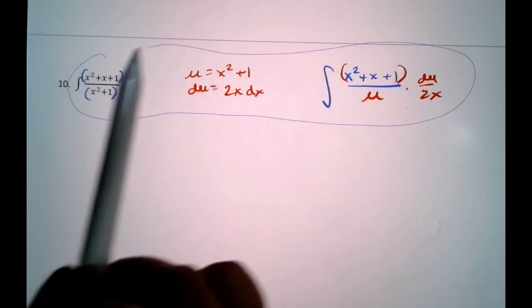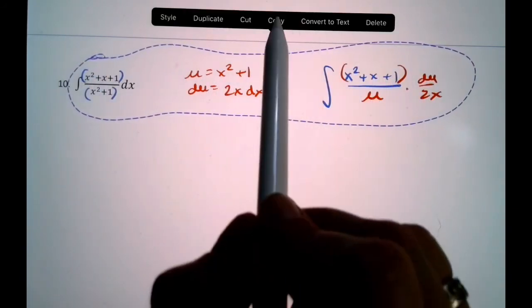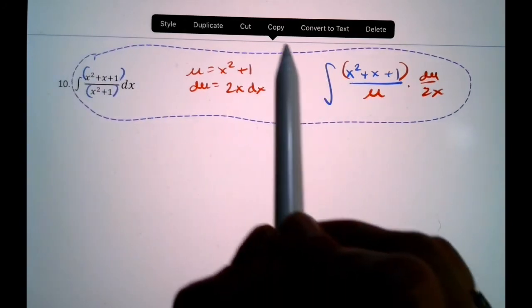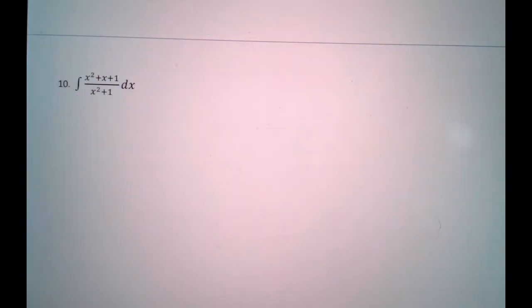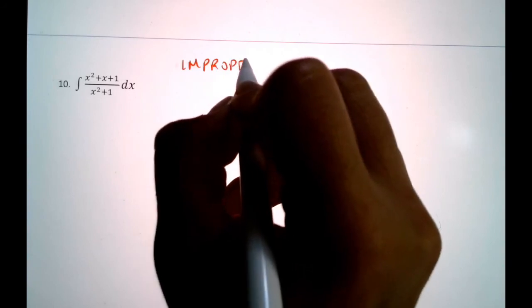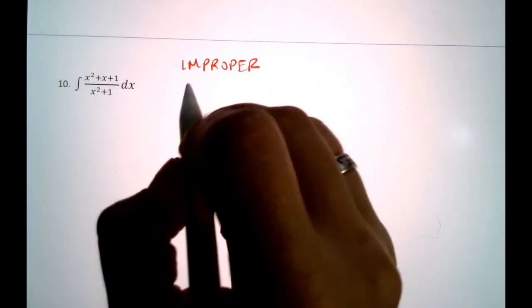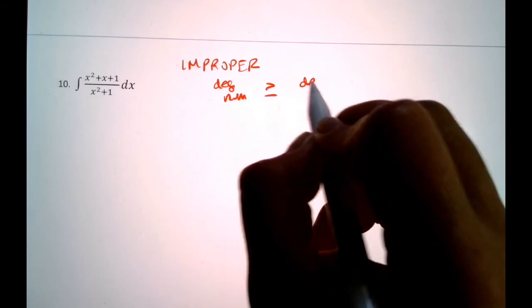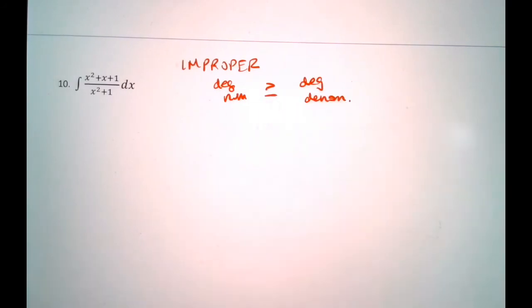I wonder if I can cut that. This is improper. Remember that we talked about improper. An improper fraction is when the degree of the numerator is larger than or equal to the degree of the denominator. And that is definitely happening here. So what I can do to address this problem is simplify this improper fraction with a long division.